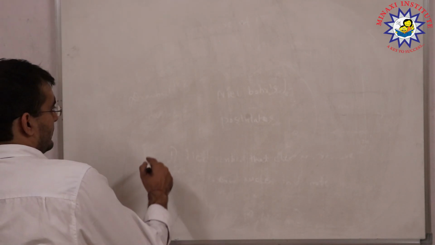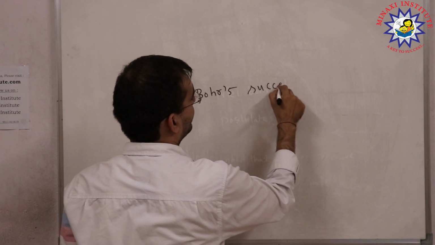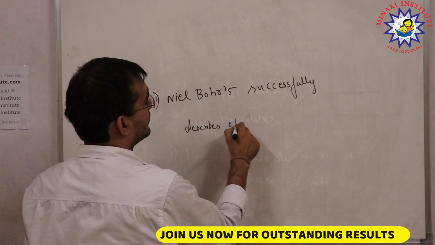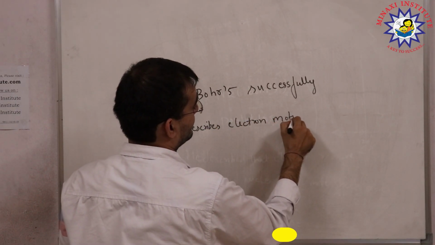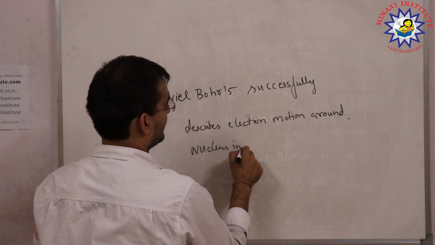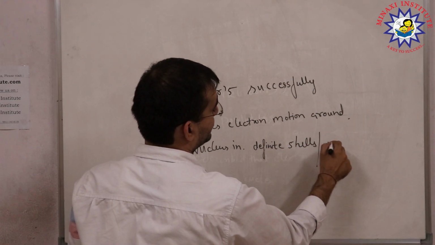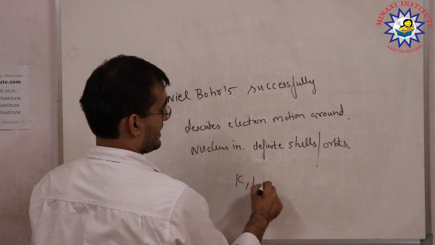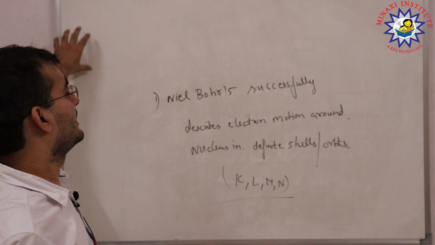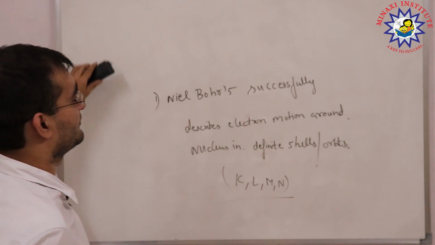Niels Bohr successfully described electron motion around the nucleus in definite shells, orbits K, L, M, N. After that, let us describe the main postulates of Niels Bohr. Bohr's postulates we will be doing.